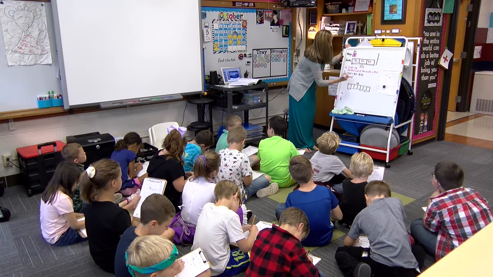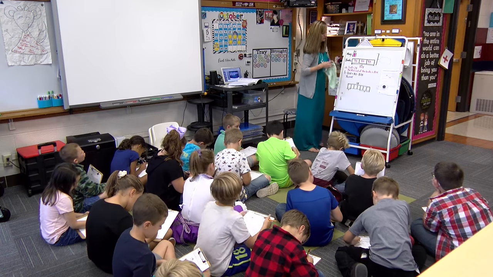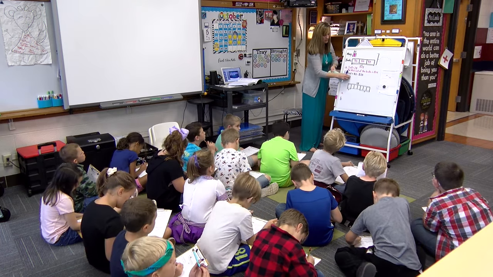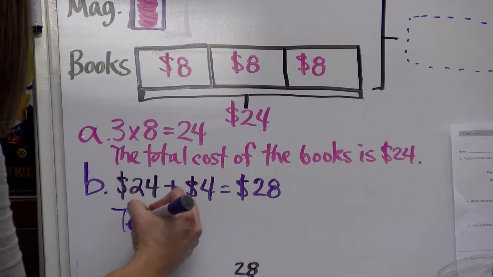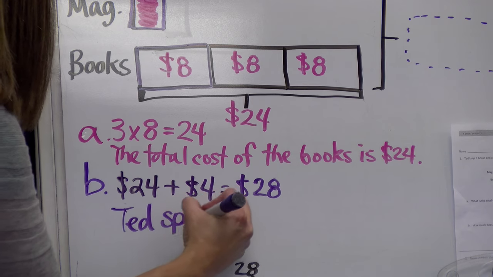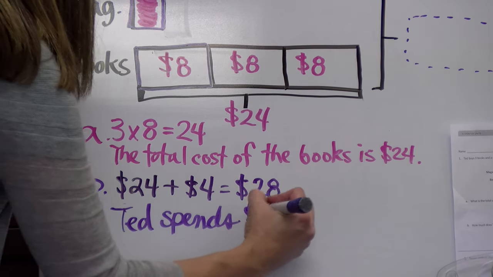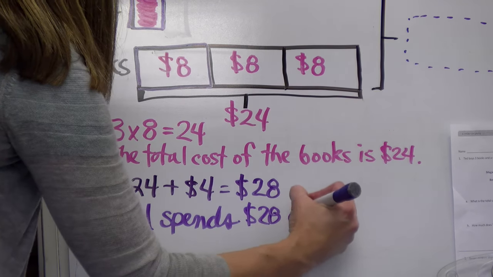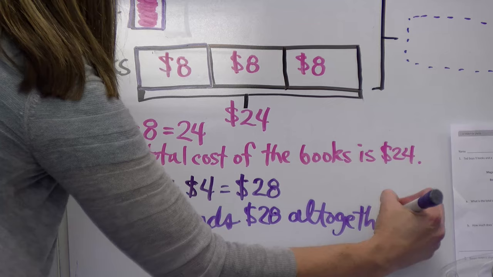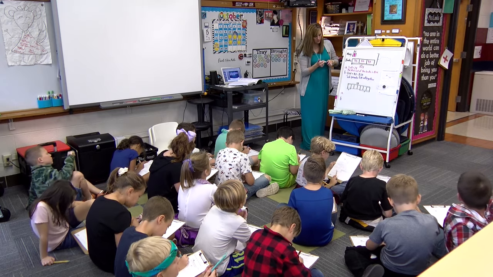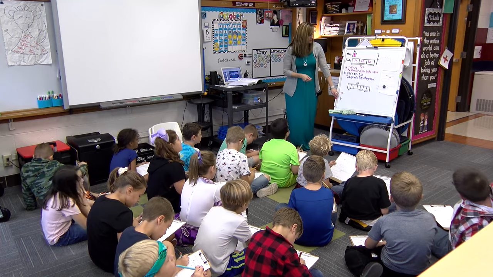And we're going to write our complete sentence answer. How much did Ted spend altogether? Whoops. I wasn't restating. I caught myself. Ted spends $27 altogether. Almost. You're restating correctly. Ted spends $28 altogether. There we go. I wrote in two different colors, so it's easier for you to see them.